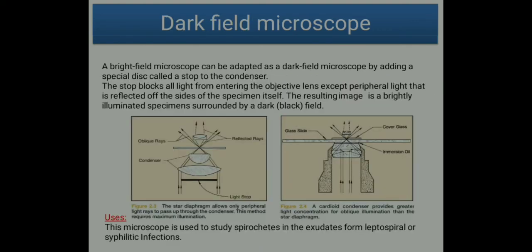So next we have the dark field microscope. A bright field microscope can be adapted as a dark field microscope by adding a special disc called a stop to the condenser. The stop blocks all the light from entering the objective lens except peripheral light that is reflected off the sides of the specimen itself. The resulting image is a brightly illuminated specimen surrounded by a dark black field.